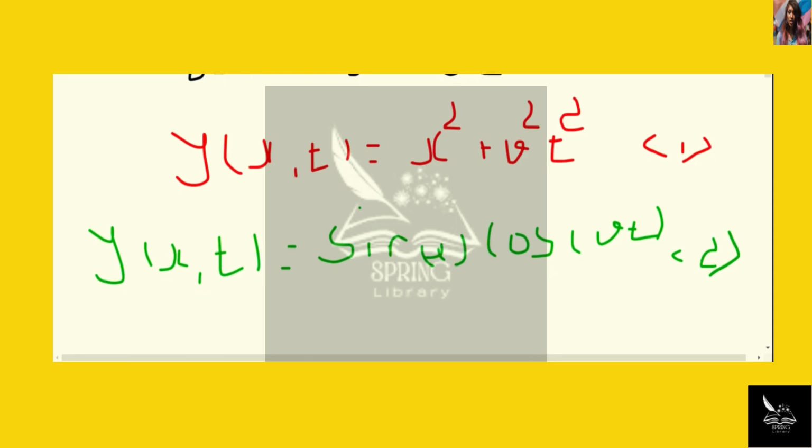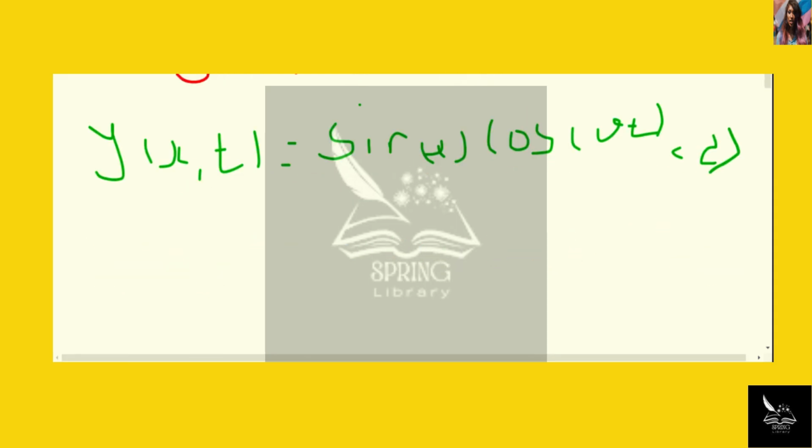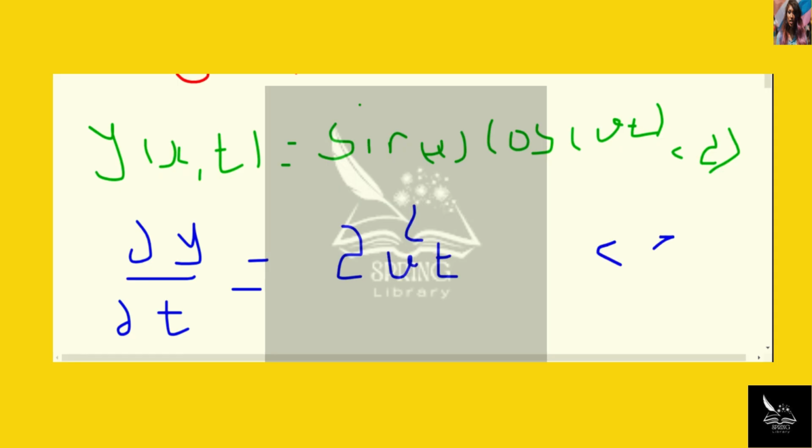Here the required data in part A, we are asked to show equation 1 is a solution of equation star. In part B, we are asked to show that equation 1 can be written as f of x plus vt plus g of x minus vt. In part C, we are asked to show the equation 2 is a solution of equation star and can be written as f of x plus vt plus g of x minus vt. Now let's start the solution.